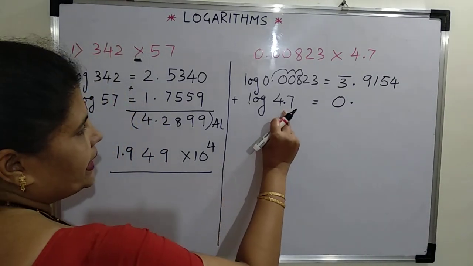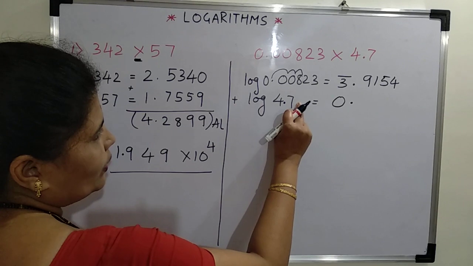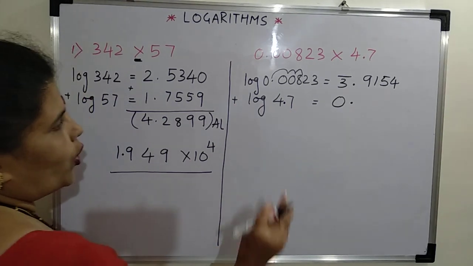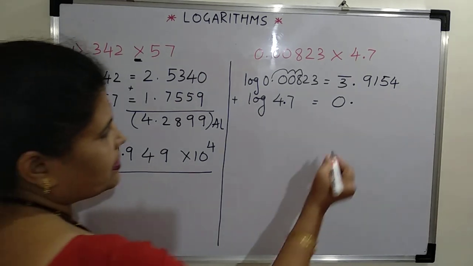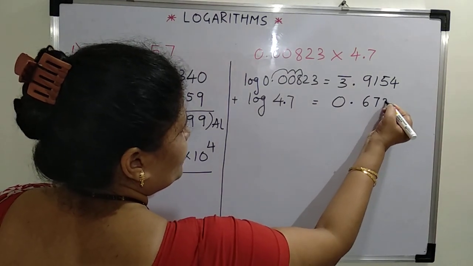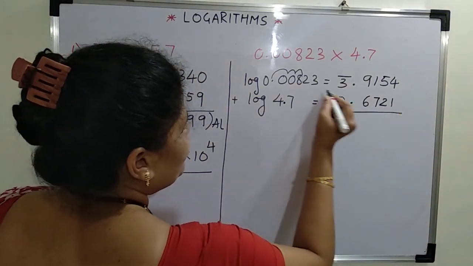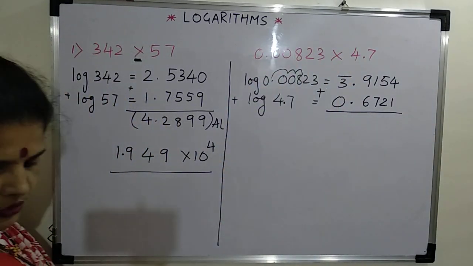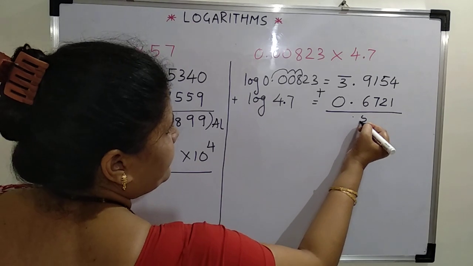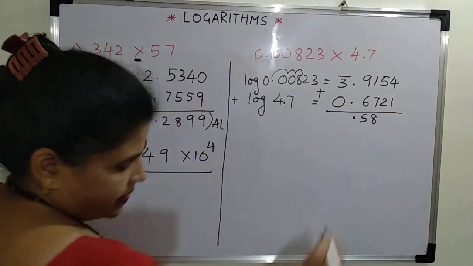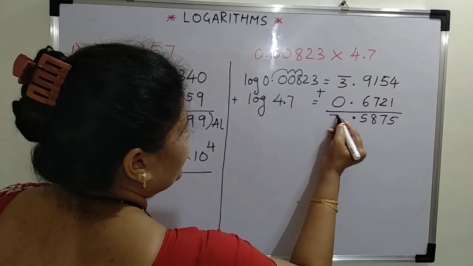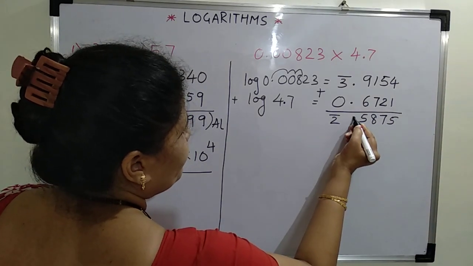Now check for 47. After that, there is no number here. So I will check for 47 under the 0 column. And that value is 6721. What will I do, students? I will add because this is again multiplication. So this comes out to 0.5875. And this will come to bar 2. Bar 2 means minus 2.